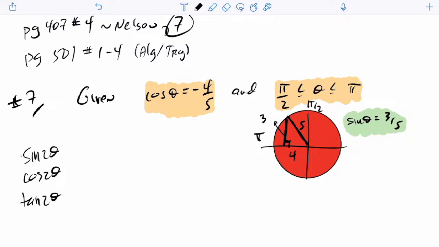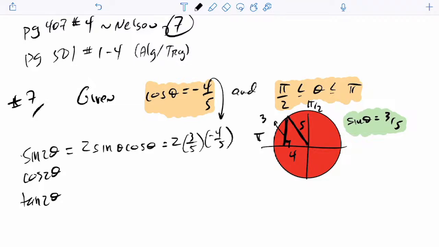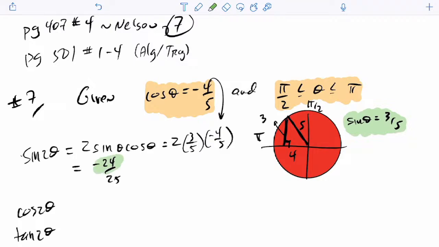So for sine 2 theta, that's going to be 2 sine theta cos theta, which is 2 times your sine of theta, which is 3/5, and your cos of theta, they gave us in the question, is negative 4/5. So this ends up becoming equal to, that'll be 6, minus, that'll be minus 24 over 25. So if anyone was looking for 7, the sine is going to be minus 24 over 25.